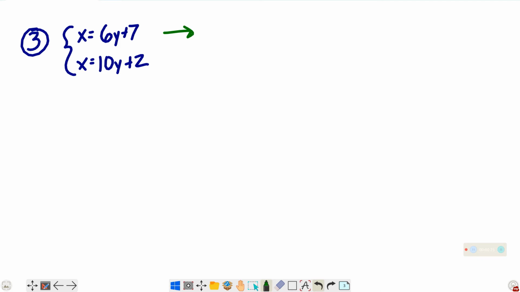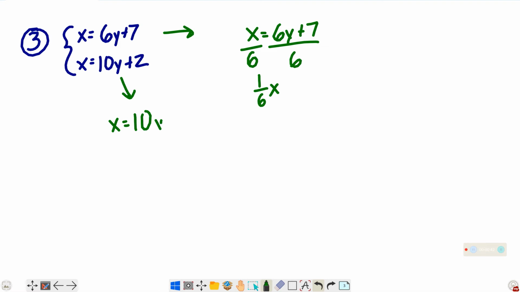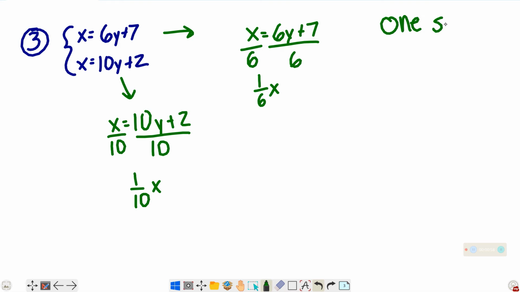So I would divide both sides by 6 to determine what the slope is going to be. And this one's going to have a slope of 1/6 on that x. You do not need to finish this because once you check this one, you will see that the slope, when you divide both sides by 10, means that you'll have 1/10 x. So the slopes are different, which means that there is going to be one solution.